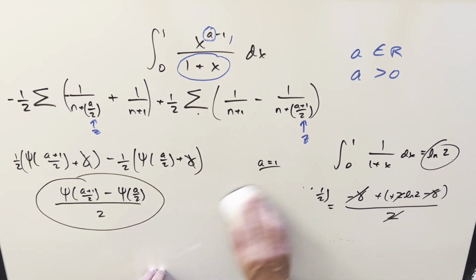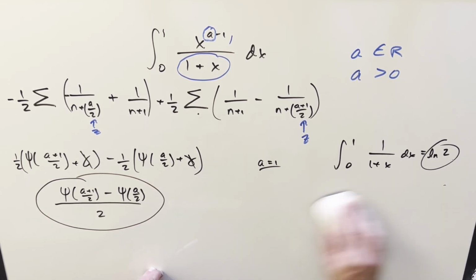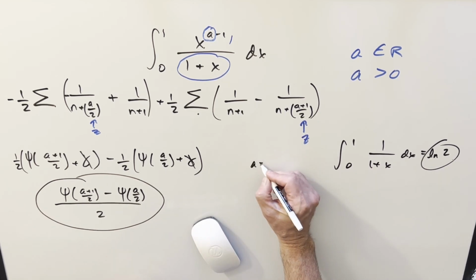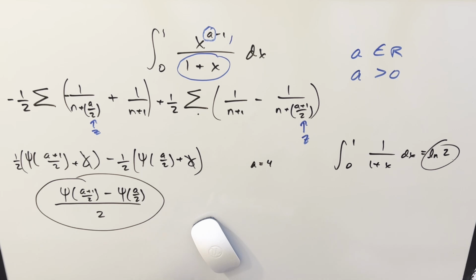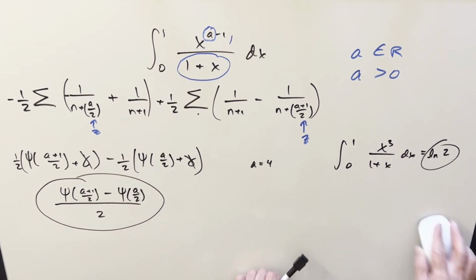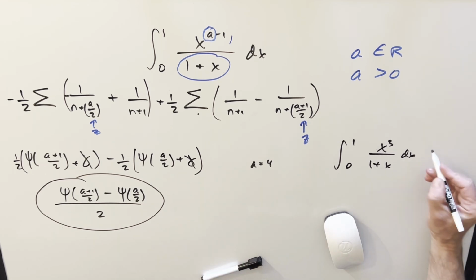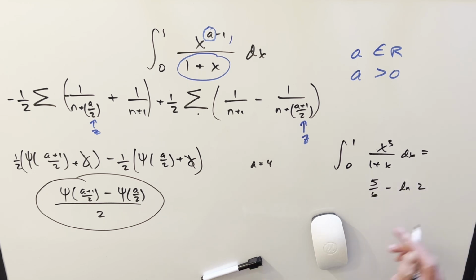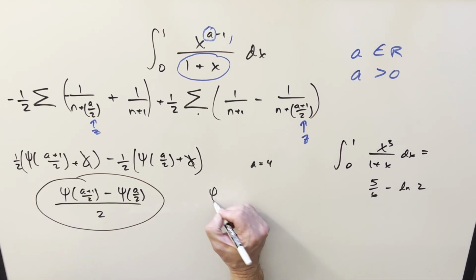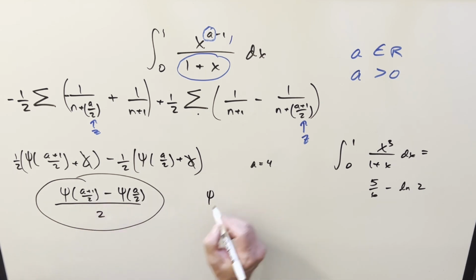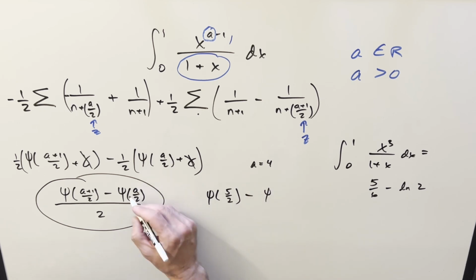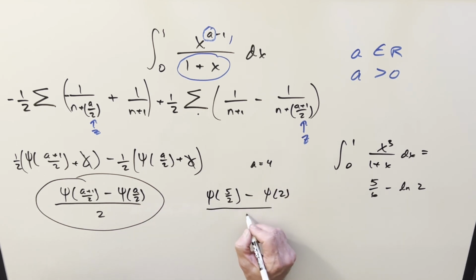But another good one, I think this is where I thought of this. I had a video not too long ago where I actually did the same problem, but we had a equals 4. So in that one, if a is 4, using this, then our integral becomes x cubed. And my solution in that other video was, let's write it down here, 5/6 minus ln 2. Let's see if we can produce that by plugging in. So plugging in a 4 for this first part, this becomes 5/2. And then for the second part, plug in a 4, we have digamma of 2, all over 2.